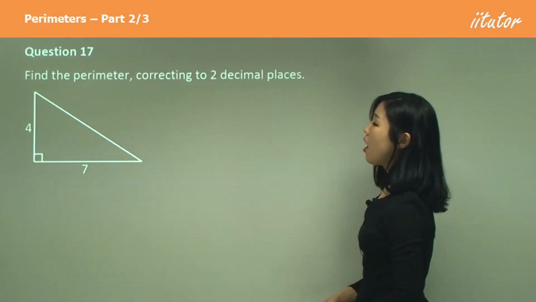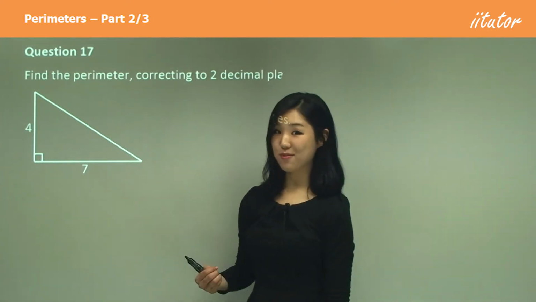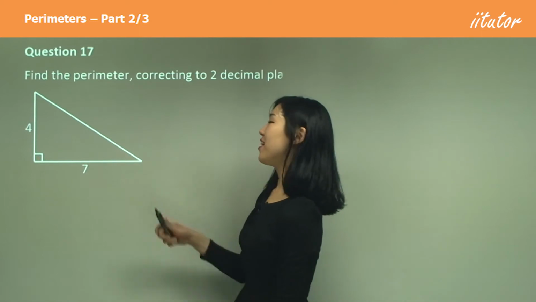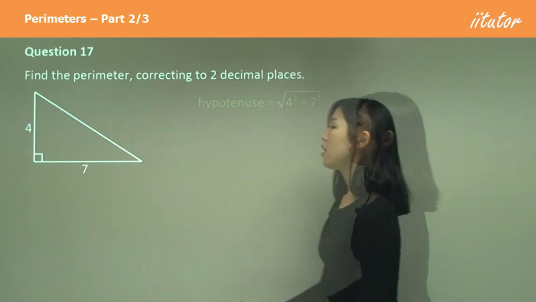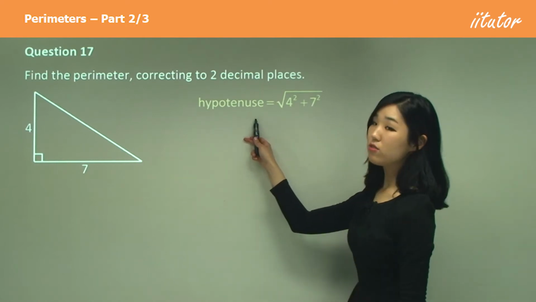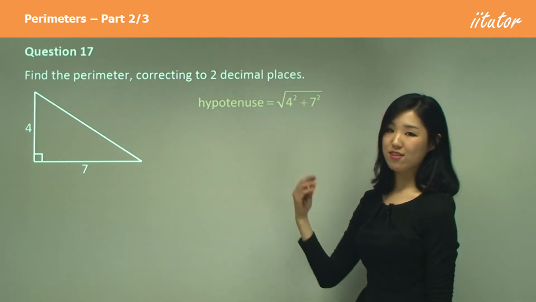Find the perimeter. Well, we've got these two sides. This time it's a right angle triangle, and you guys are experts at right angle triangles now. So we have to find this side in order to find the perimeter, don't we? I'm going to say the hypotenuse is the square root of the other two adjacent sides squared and added together, right?